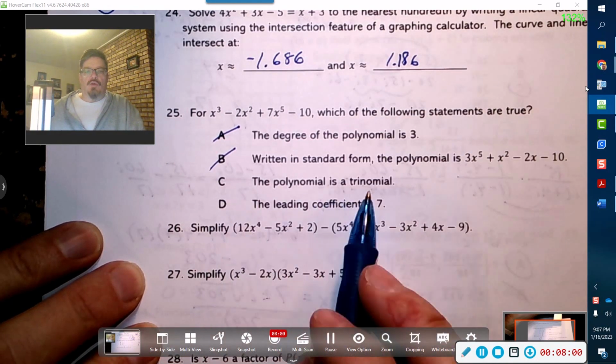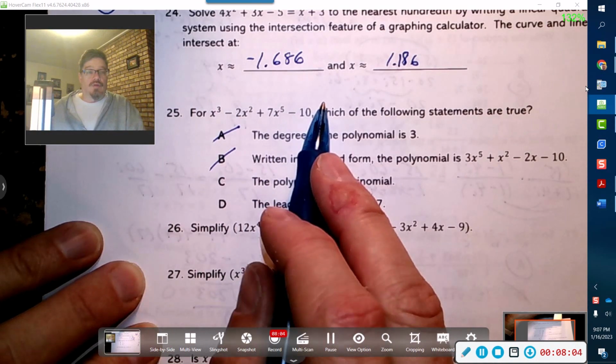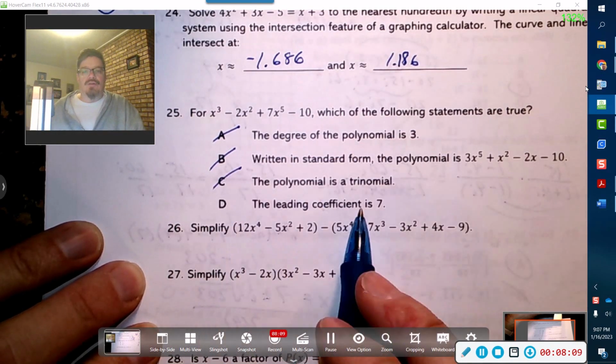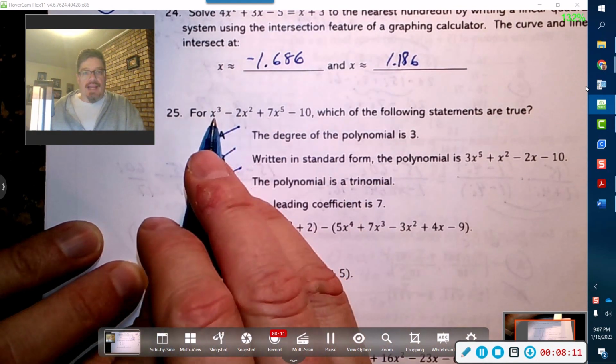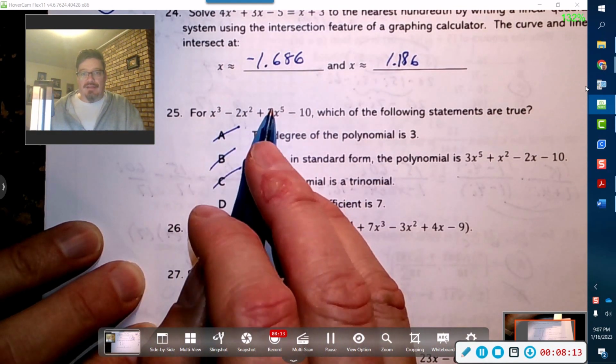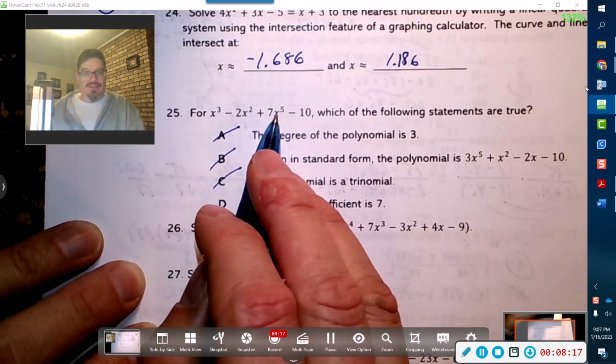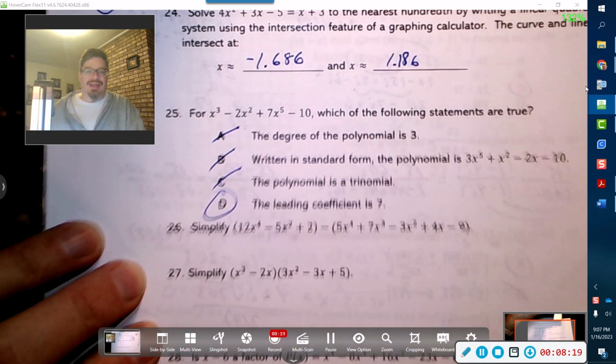The polynomial is a trinomial? No. This has 4 terms. So, 3 terms would have been a trinomial. Okay, and so the leading coefficient is 7. Well, right now it's 1. But if this goes to standard form, then this term would be in front, so 7 would be the leading coefficient. So the answer is D.